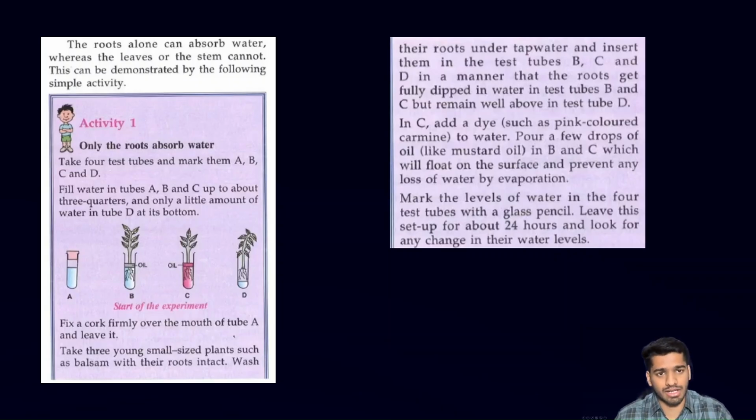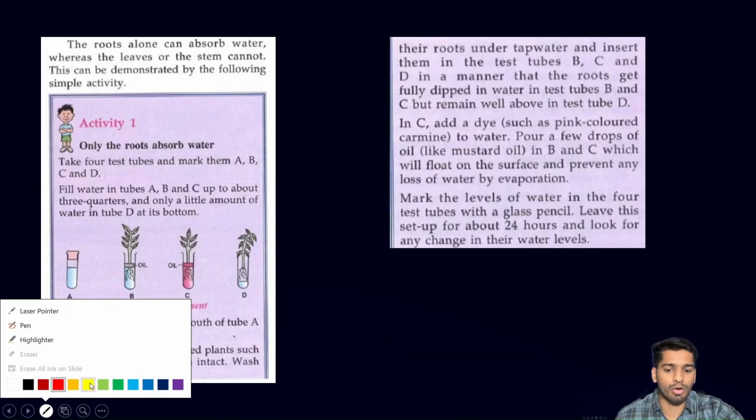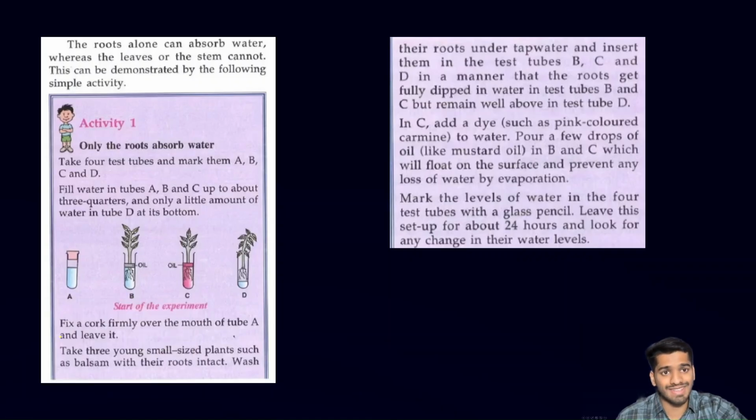Now let's do one activity. It is going to prove that the roots are the only structures which are going to absorb your water. So in this, what are we going to do? We are going to have 4 test tubes. So test tube A, B, C and D, in which I'm going to fill them with water.